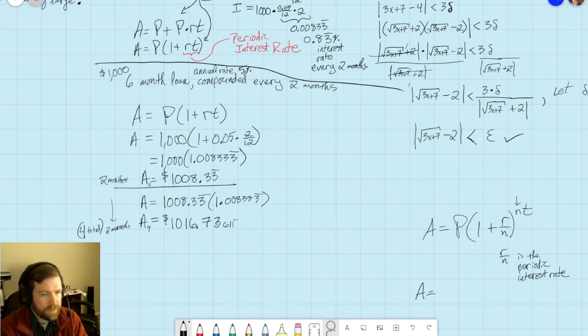So notice here that this is more than just adding another one of these. Right, if we just added another one, it'd be $1,016.66 with 6's repeated. But it's not, it's going to be 73 cents. So we've made an extra 7 cents, give or take.